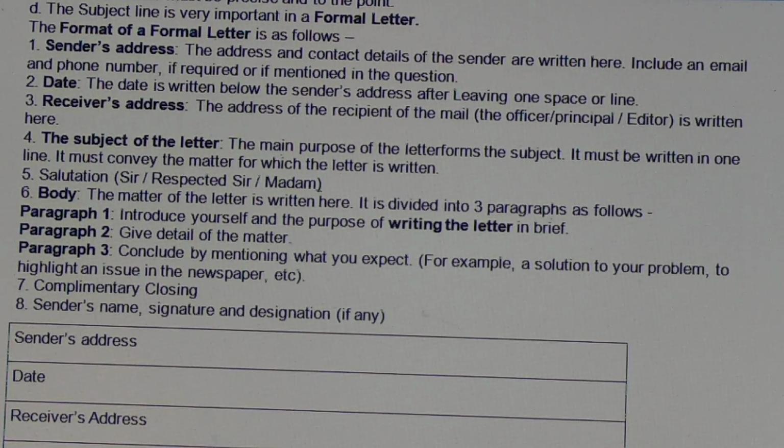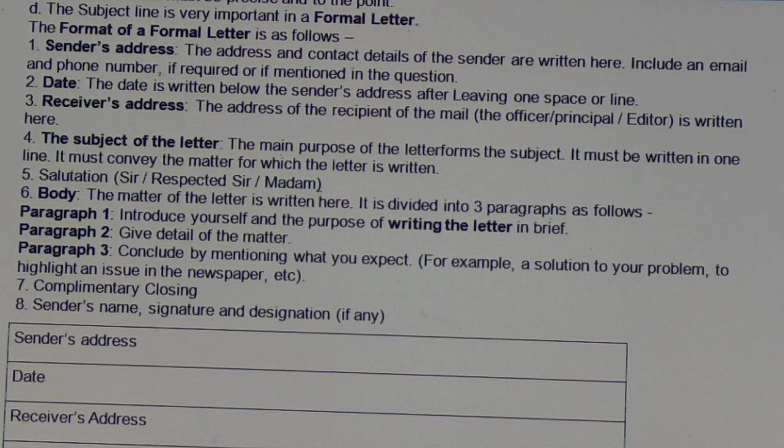The subject of the letter. Why you are writing that letter. The main purpose of the letter forms the subject. It must be written in one line. It must convey the matter for which the letter is written. Then comes salutation. As you are writing a formal letter, your language should be very, very respectful. Sir, respected sir, madam.